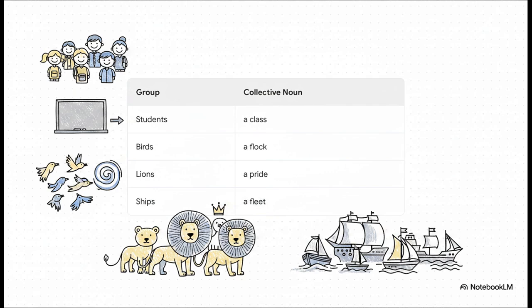Now for collective nouns. I love these because it's almost like magic how a group of individual things suddenly becomes a single unit. Look at this. A group of individual students magically becomes a single class. Birds group together to become a flock. A group of lions, that's a pride, and ships out on the water sail together as a fleet.